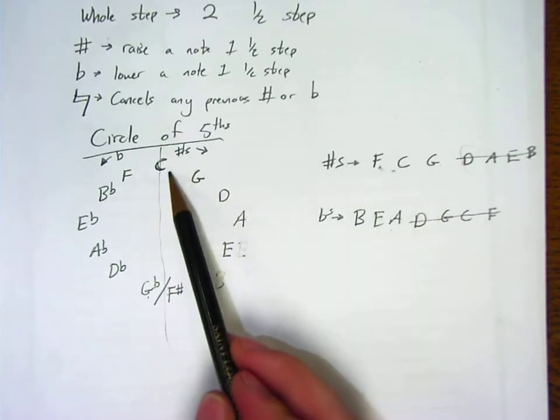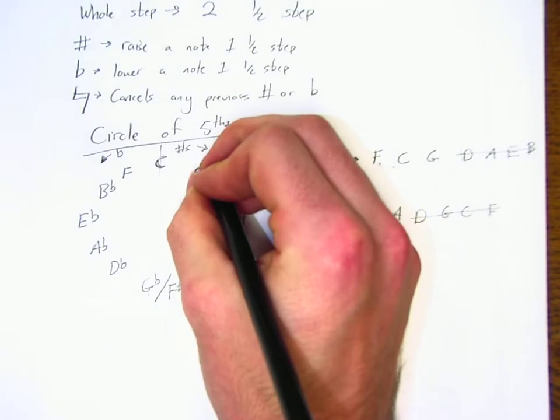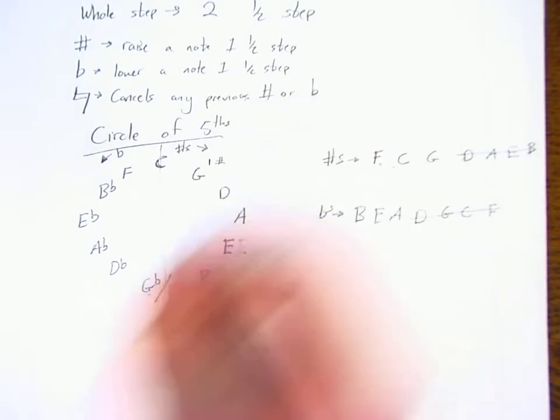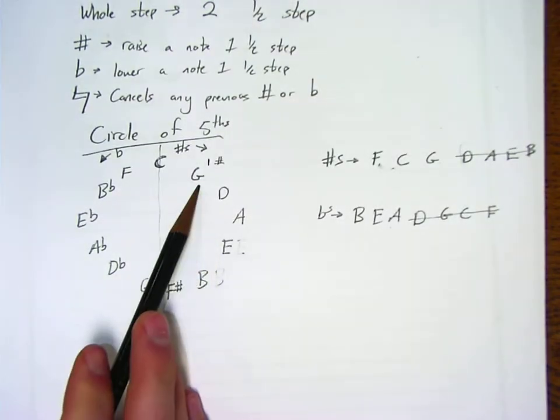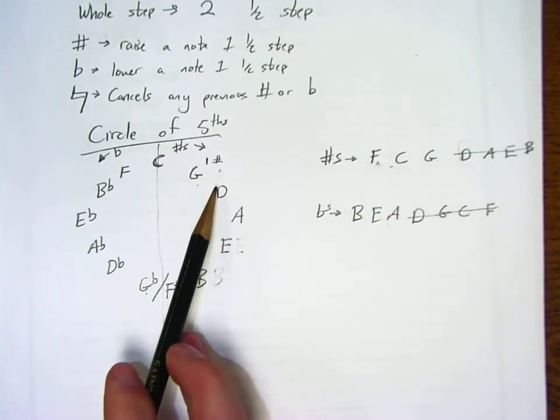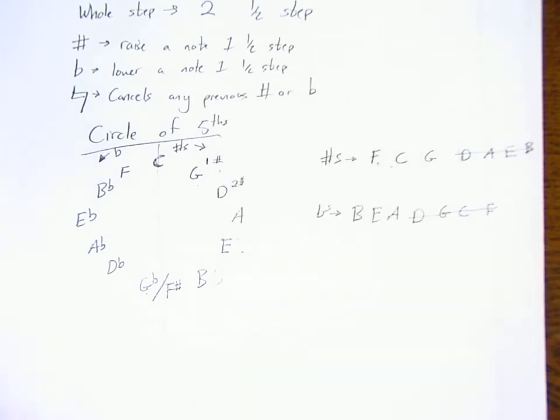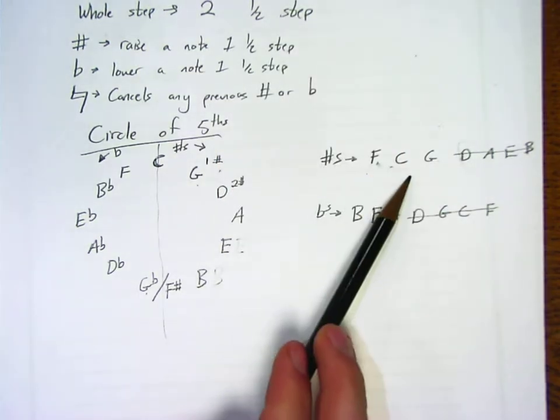Popping back over here, the order of the sharps. So if we add one sharp, it's going to be F sharp. And so think about the key signature for G major. It has one sharp in it, and that sharp is F sharp. Key signature for D major has 2 sharps in it, and those sharps are F sharp and C sharp.